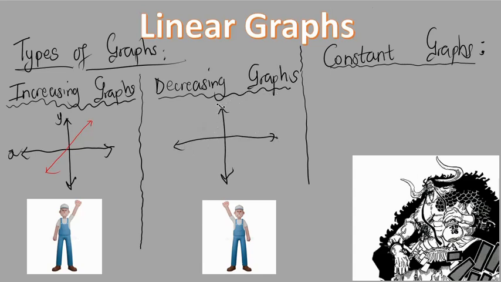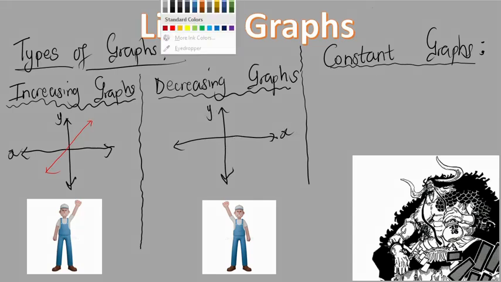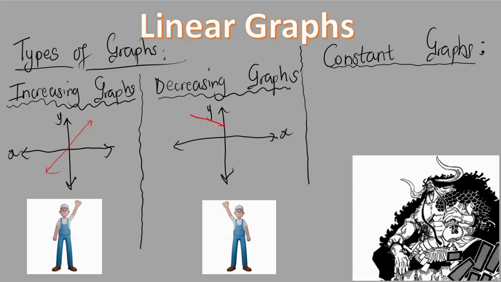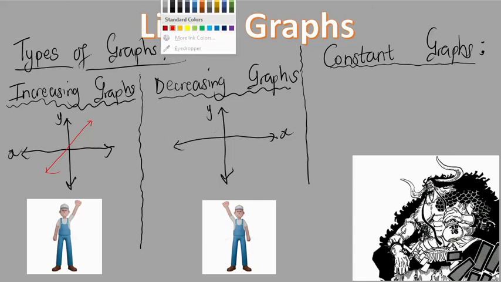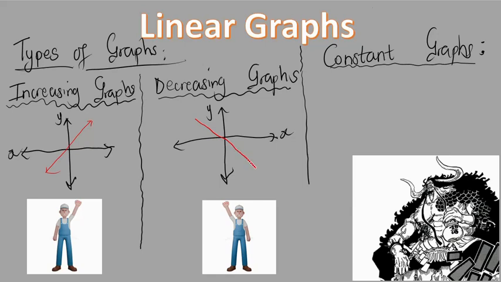Remember, the Cartesian plane should always be labeled. This is the y-axis, this is the x-axis. In this situation, a decreasing graph is a graph that will go in a straight line, diagonally, but to the direction of your left hand side. That's a decreasing graph. Right. So increasing graph, decreasing graph.